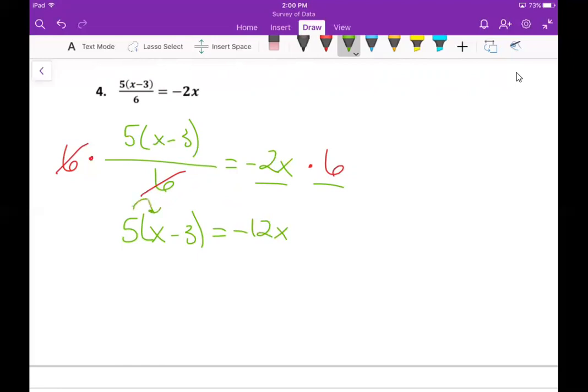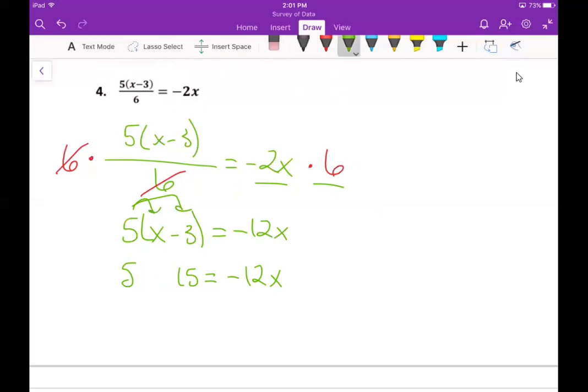Then still we're going to have to get rid of those parentheses, right, to start combining some x's together. So take that 5 through the parentheses. We'll have 5x minus 15. Don't lose the signs there, and that'll equal negative 12x. Now before, let me make sure this x actually looks like an x. There we go. Oh, kind of.